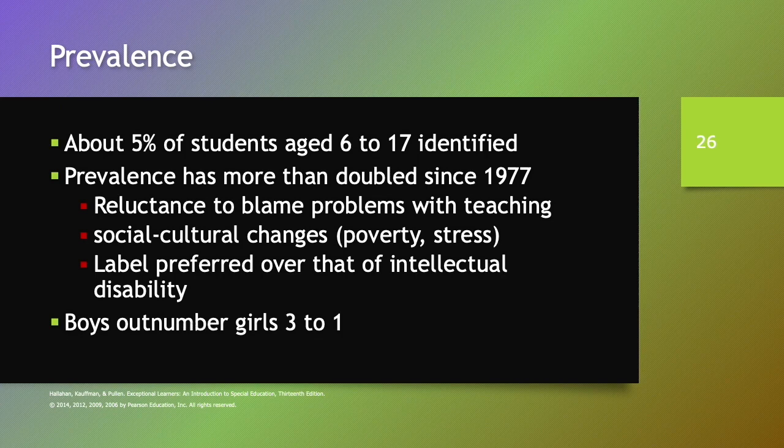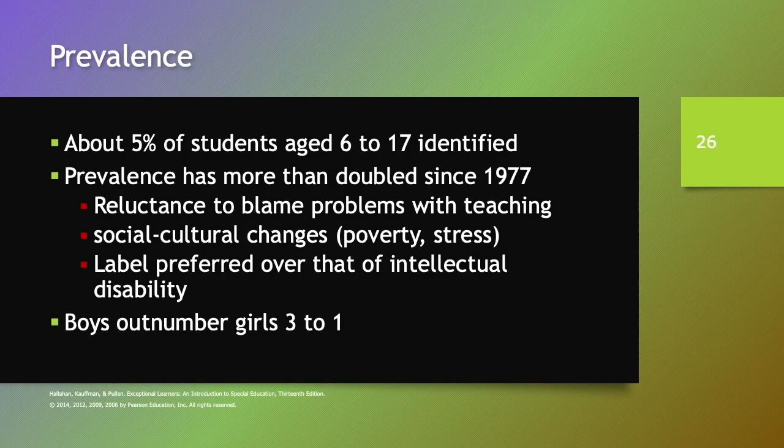Why has there been such an increase? Well, there is a reluctance to blame problems with teaching. We are trying to look away from teaching that's happening within the classroom and focus on the student. There's a social cultural change such as poverty and stress, and also society prefers the label of a learning disability over intellectual disability. Boys tend to outnumber girls 3 to 1 in terms of having a learning disability.